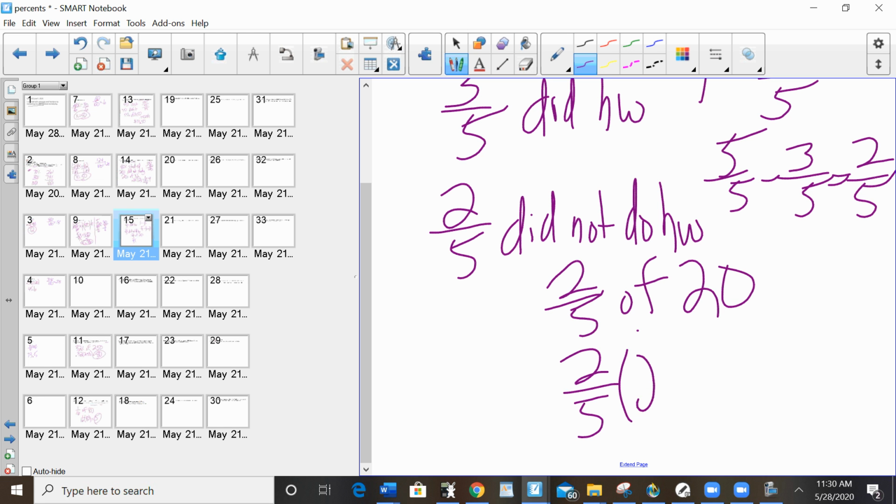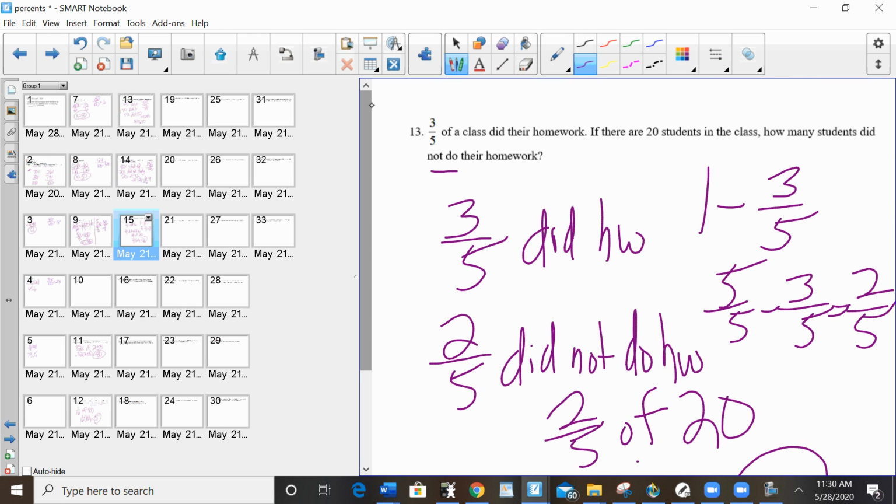So 2/5 times 20 is, again, if it says "not," you have to subtract from 100 if it's a percent, or from 1 if it's a fraction or a decimal.